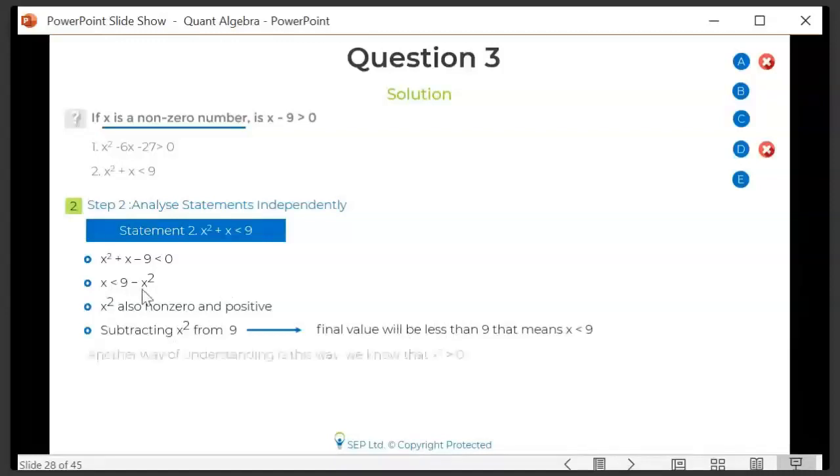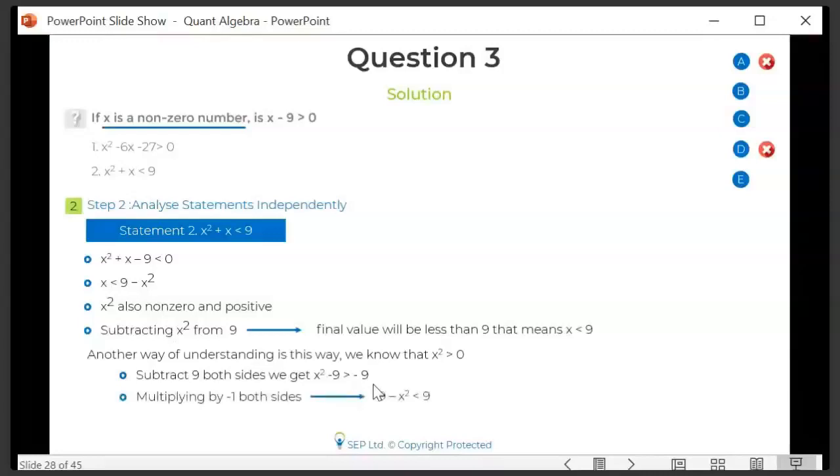And if you're finding this a bit difficult to understand, then there's another way you can understand it. See, I was telling you, x squared is greater than 0, right? So what you can do is you can first subtract and then multiply, whatever works both ways. You can subtract 9 on both sides. You'll get x squared minus 9 is greater than minus 9, right? And now you can multiply by minus 1 on both sides. On doing so, you'll get 9 minus x squared is less than 9, right?